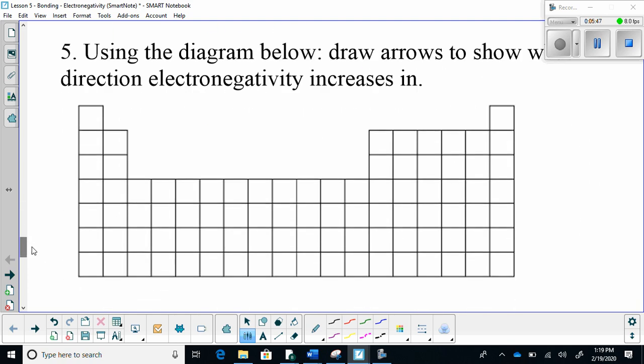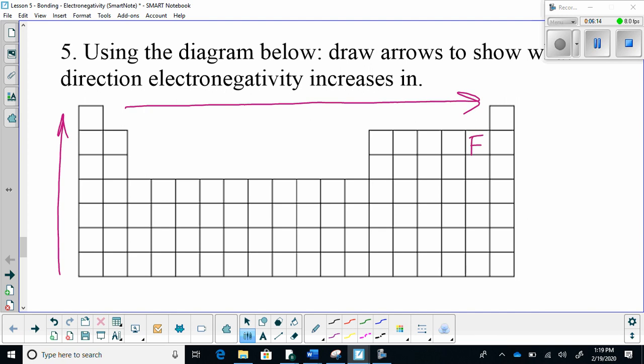Going up or down the side, which way does electronegativity increase? Up or down? What about across? Do they increase towards the right or the left? To the right. Who has the highest electronegativity? Fluorine. So the general trend is that electronegativity increases diagonally towards fluorine.